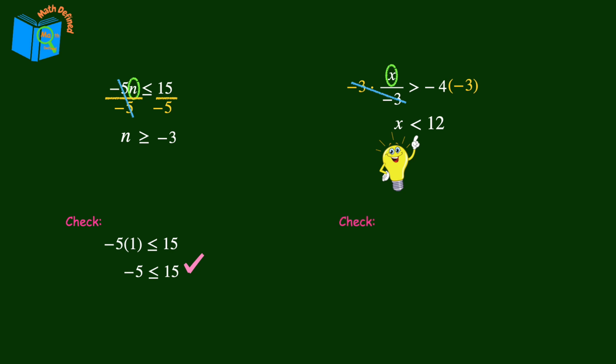Let's check it by choosing an easy number to work with that is less than 12, like the number 9. Placing it back into the inequality, we have positive 9 divided by negative 3 is greater than negative 4. On the left side, positive 9 divided by negative 3 is negative 3. Is negative 3 greater than negative 4? Yes, you did it. You are an inequality solver.